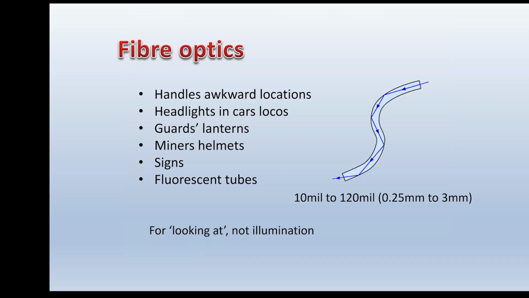Fibre optics are not commonly used on model railways, but they've got their place, especially in situations where you're tight for space or awkward situations where it'd be difficult to actually mount a proper LED. And there's some examples there. You put light in one end of the fibre and it bounces down the sides of the fibre and comes out at the other end.